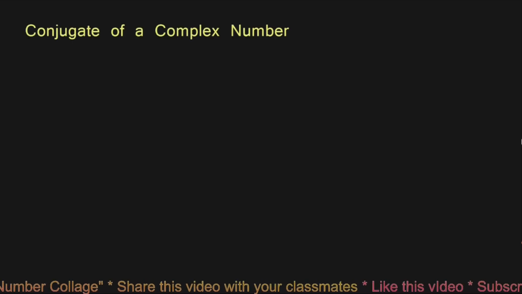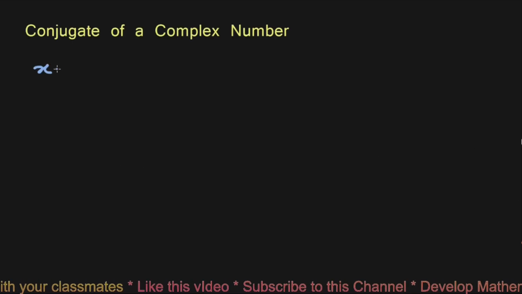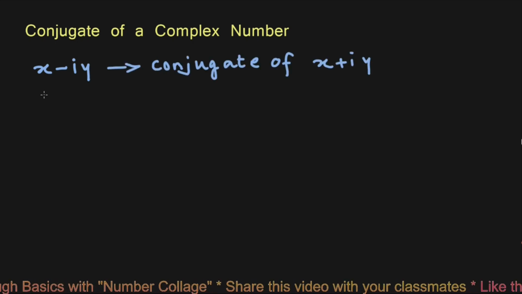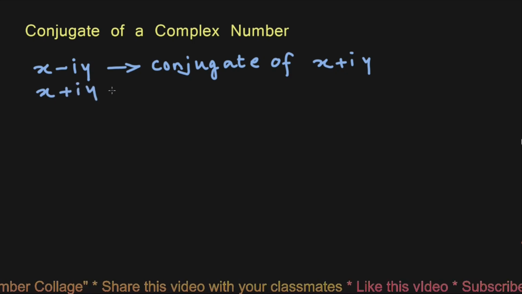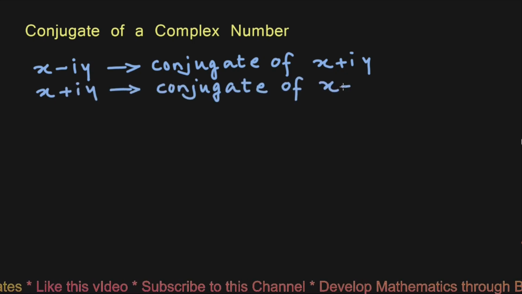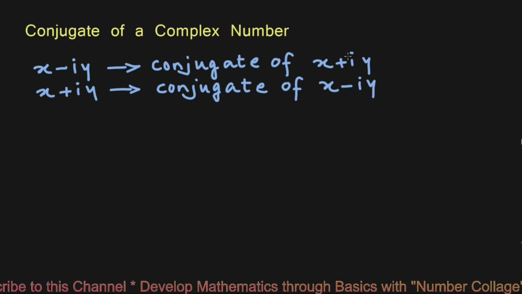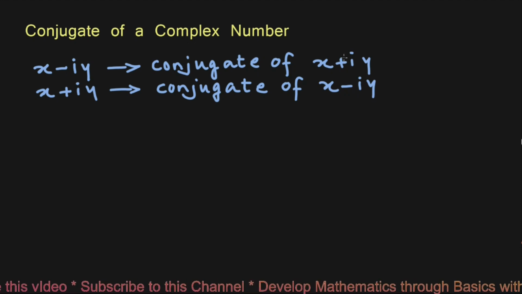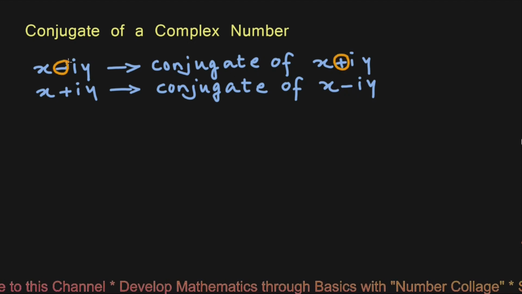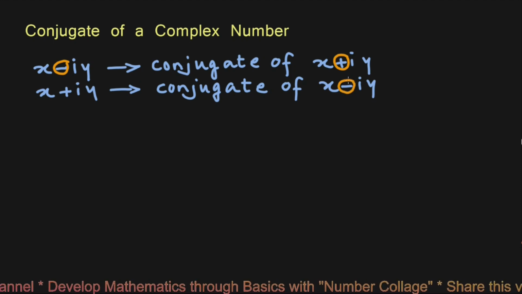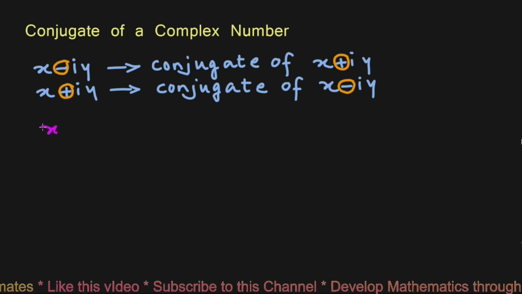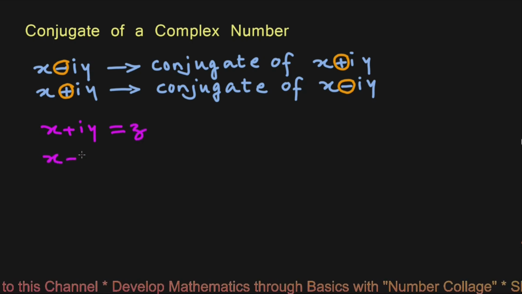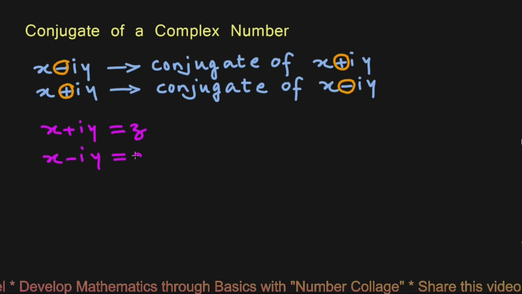Next we will see the conjugate of a complex number. x minus iy is called the conjugate of x plus iy, and x plus iy is called the conjugate of x minus iy. For obtaining the conjugate, we only have to change the sign of the imaginary part. So here plus has been changed to minus and minus has been changed to plus. If x plus iy is the complex number z, then its conjugate x minus iy is denoted by z bar.